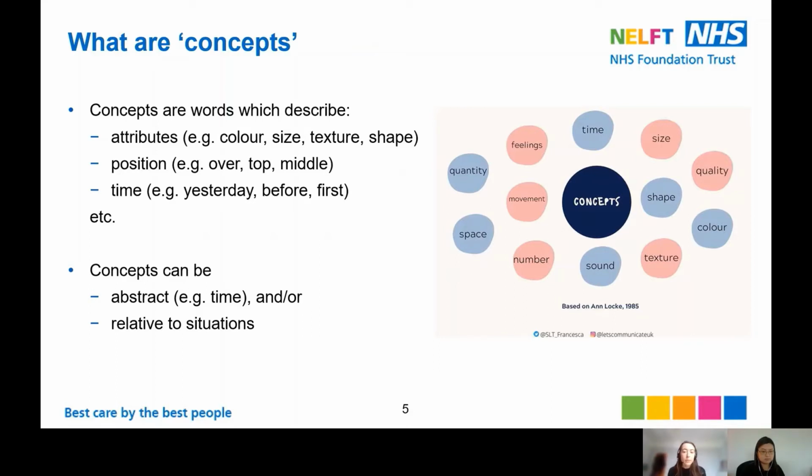And concepts can also be relative, which means that they depend on the situation that you're using them in. For example, size concepts can be relative, like a lion is bigger than a mouse, but a lion is also smaller than an elephant. So it really depends on the situation that the concept is being used in.